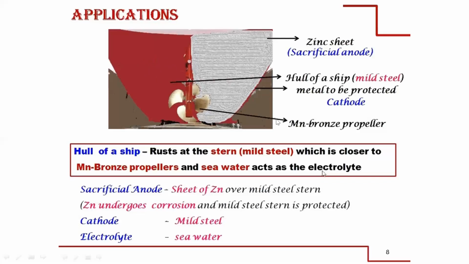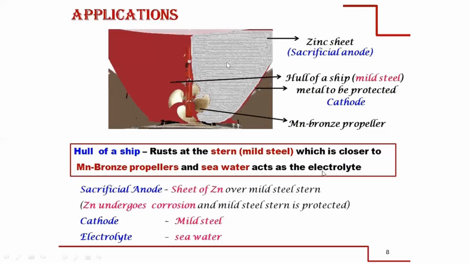Now what will happen? You see, the manganese bronze propeller is an alloy in contact with the mild steel, which is the body of the ship, and the zinc sheet. Forget about the manganese bronze propeller for some time. Now the zinc sheet is above the mild steel, and both are in contact with each other. What will happen? Same galvanic corrosion principle: the metal which has lower reduction potential undergoes anodic reaction and corrosion. Zinc is more active than steel, so zinc will undergo corrosion, whereas the mild steel, the body of the ship, is protected from corrosion.